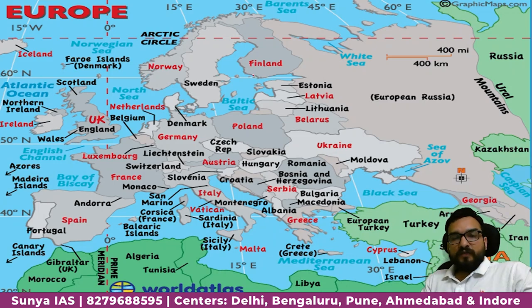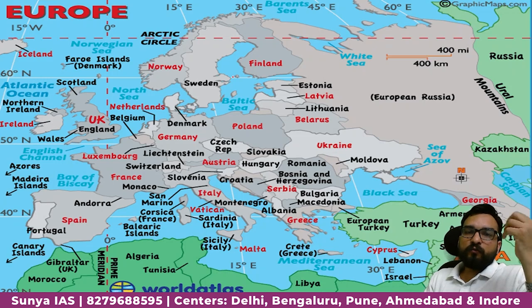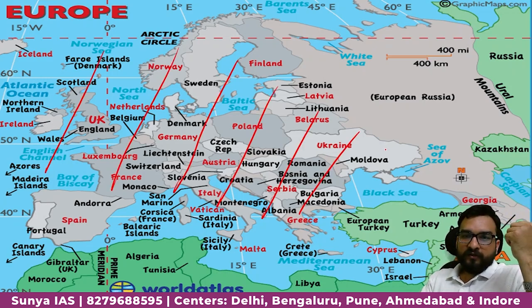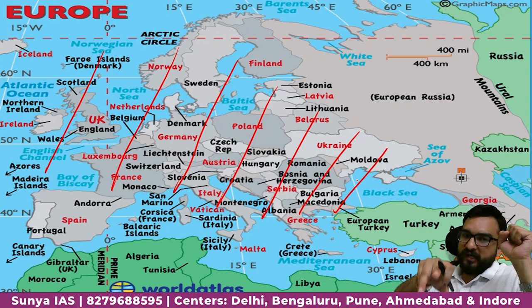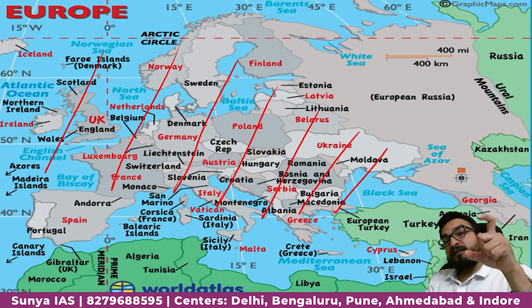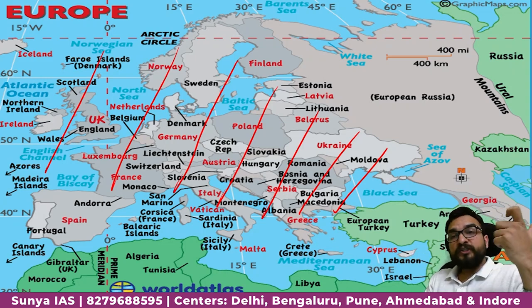Don't worry. Now, in this particular part, what our task is? Our task is to capture this all. If I tell you where is Baltic countries, what are Balkan countries, can you spot that? Can you tell me Nordic countries? Can you tell me Scandinavian countries? Can you tell me Germany is surrounded by? Can you tell me Austria is surrounded by? Can you tell me where is the location of Slovenia, Croatia?